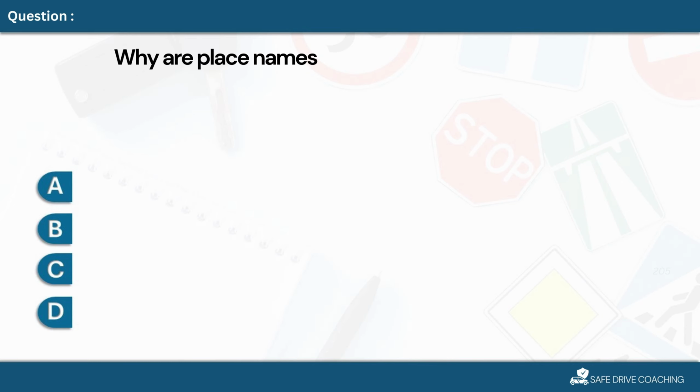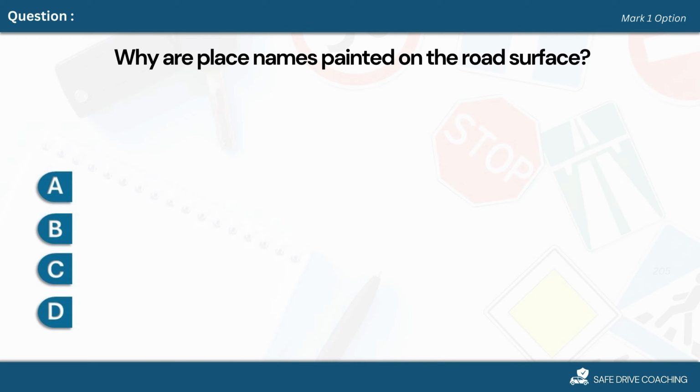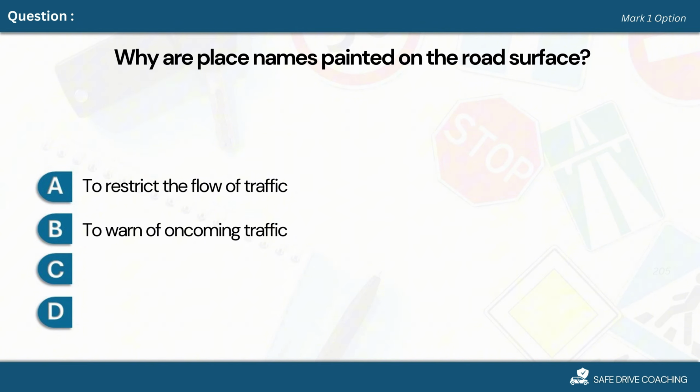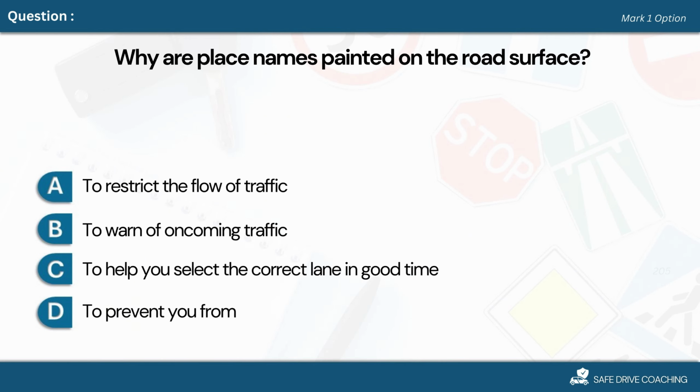Why are place names painted on the road surface? A. To restrict the flow of traffic. B. To warn of oncoming traffic. C. To help you select the correct lane in good time. D. To prevent you from changing lanes. The correct answer is C. To help you select the correct lane in good time.